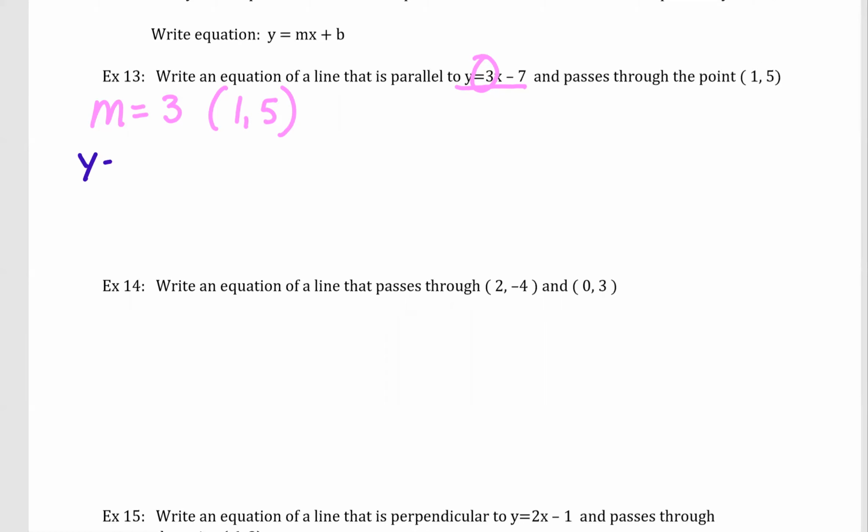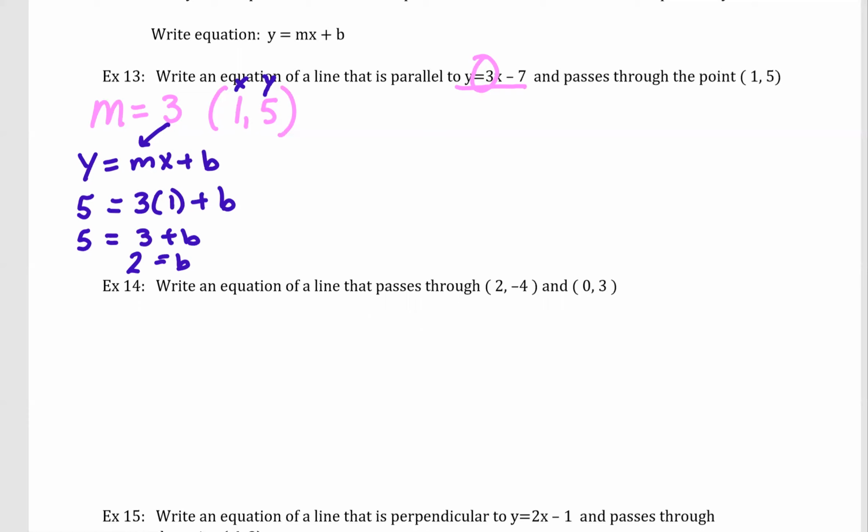But I suggest we write y equals mx plus b. We have m, and we have x, and we have y. So we'll use substitution and solve for b. 5 is equal to 3 times 1 plus b. What we need to write the equation of a line is the slope and the y-intercept. We have both of those. So we'll write y is equal to 3x plus 2. So y equals 3x plus 2 is the equation of the line that goes through the point (1, 5) and is parallel to y equals 3x minus 7.